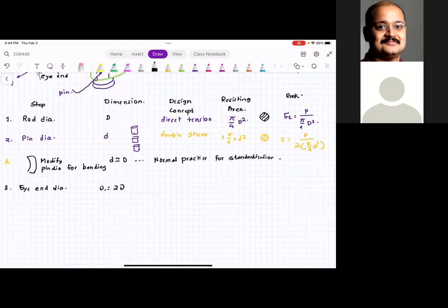Step 4. Now we have to find out eye end thickness. So what do I mean by eye end thickness? If you think about this eye end, I want to find out this eye end thickness.